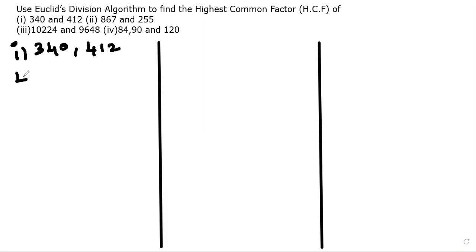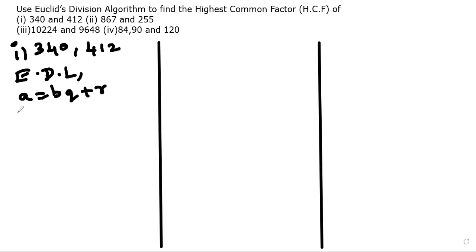So we know Euclid's division algorithm, or Euclid's division lemma. What is it? A equal to BQ plus R. So we have to know the divisor. Divisor is B. What is dividend? A. Q is quotient. R is remainder. So now you have to compare these two numbers, 340 and 412. Which is the least one? 340. So 340 is your B, 412 is your A.